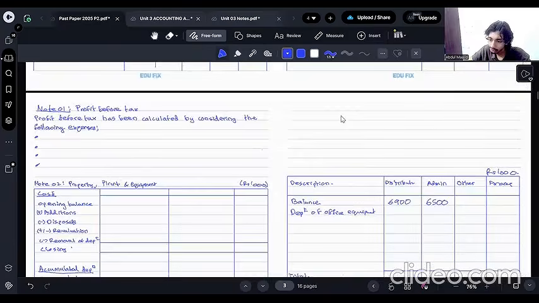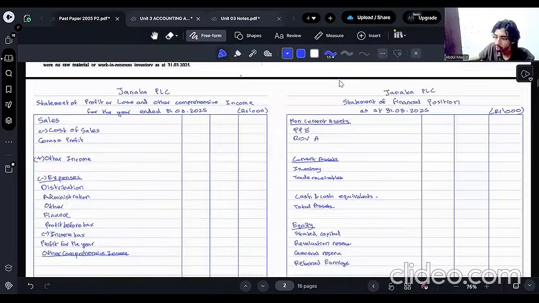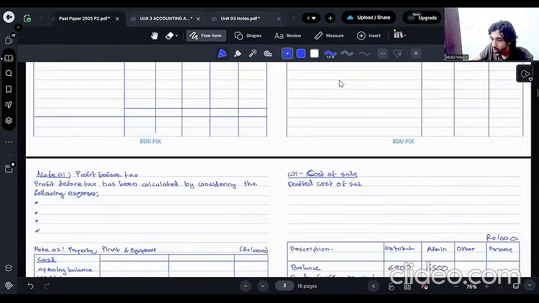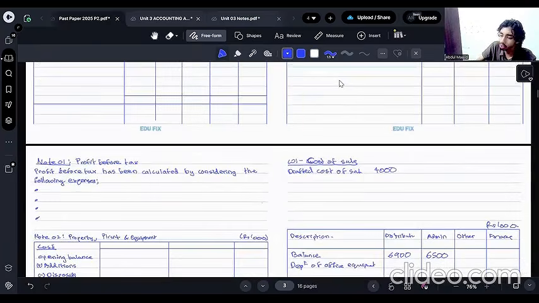Now, working number one, cost of sale. The drafted cost of sale given in the drafted income statement is 40,000. We have not included the depreciation of manufacturing plant and the factory building rent. That should be added to cost of sale.